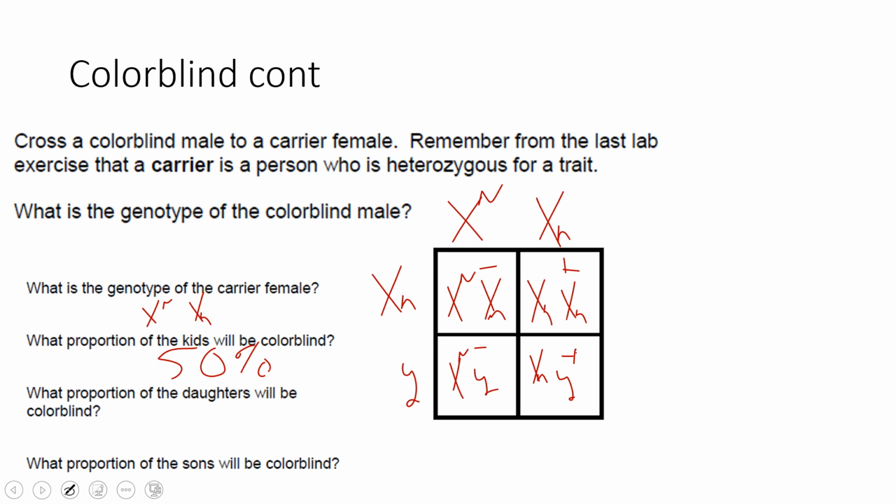What proportion of the daughters are colorblind? When they ask for just the daughters, ignore the men. So these are the ones that are daughters. 50% can be colorblind. What proportion of the sons? These are the sons. 50% of those can be colorblind.